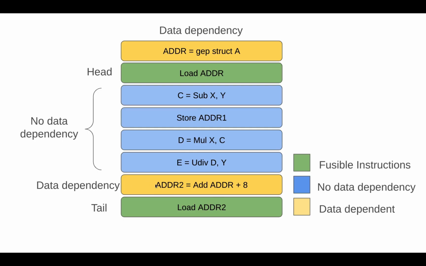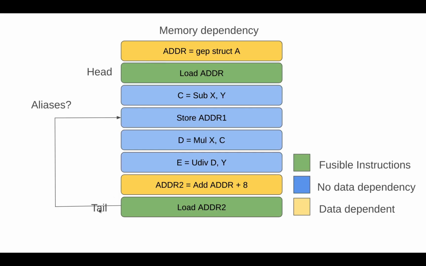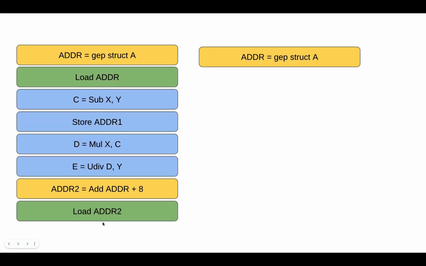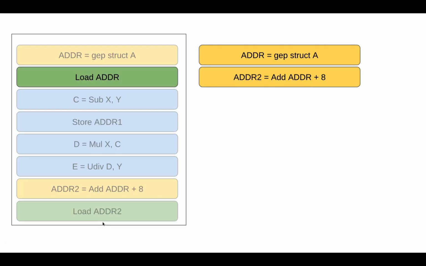To ensure that the data dependency is met, we need to make sure that the address 2 is hoisted above the head instruction. Also, to reorder a tail next to the head, we need to make sure that there are no stores or memory operations in between which alias with the head. And so this is how the reordering takes place.